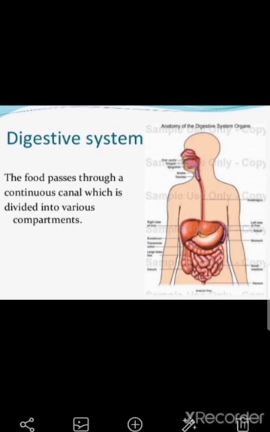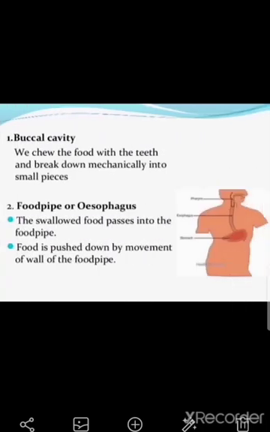First of all, the food is pushed through a continuous canal which is divided into various compartments, right? Now look at the picture here. What happens? First of all, we chew the food with the teeth and break it down mechanically into small pieces, then the solid food passes into the food pipe, and the food is pushed down by the movement of the wall of the food pipe.